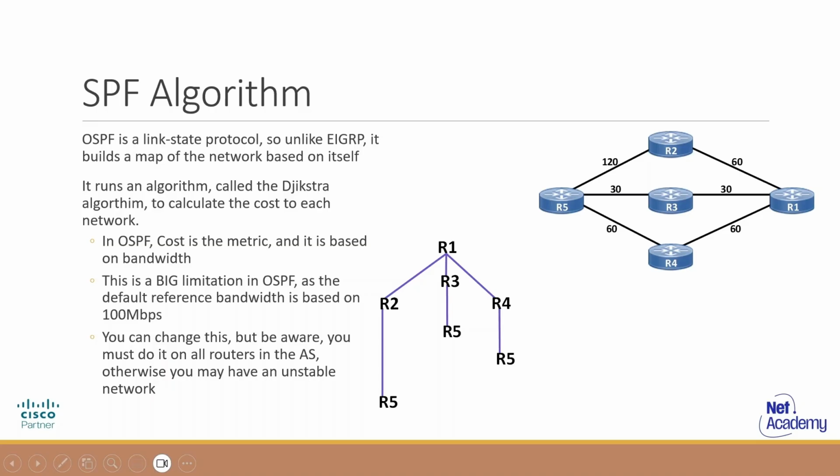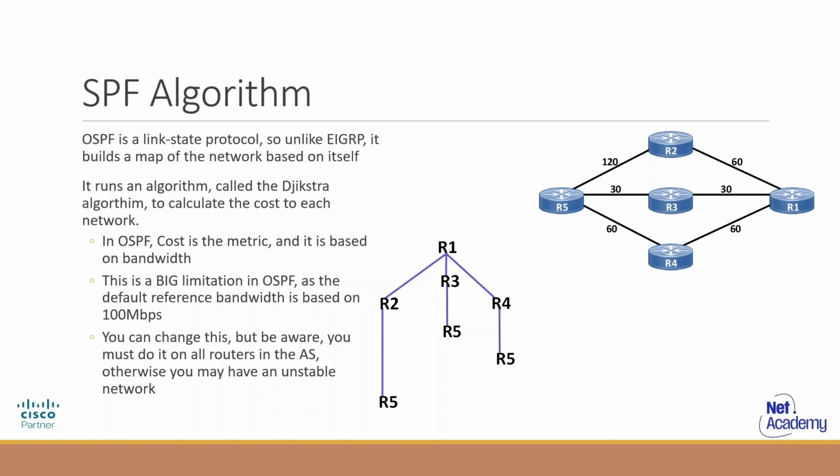R1 to reach a network on R5 has the following costs. It could go via R2 with a cost of 180. It could go via R3 with a cost of 60, or it could go via R4 with a cost of 120. It's important to understand what composes that cost metric in OSPF.